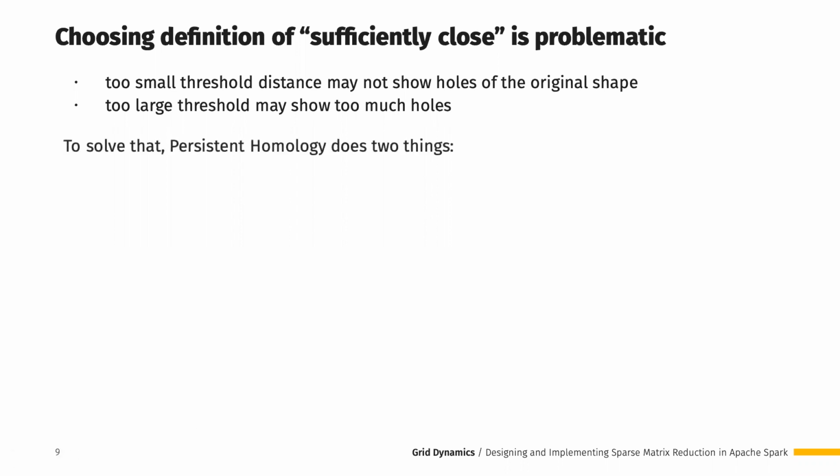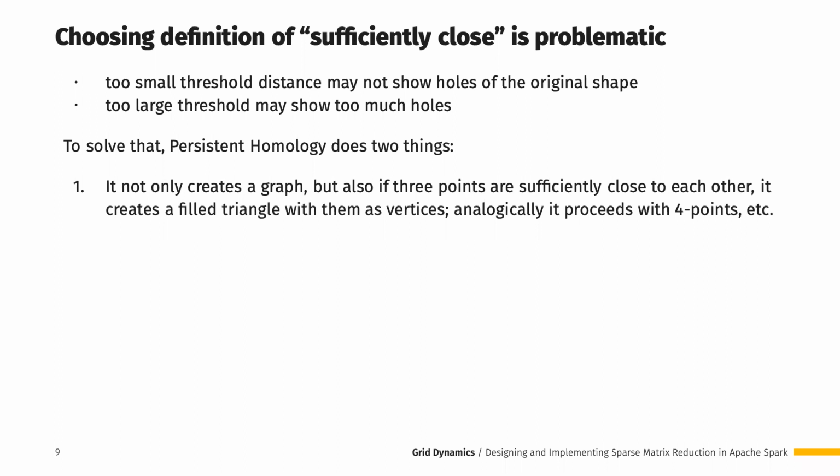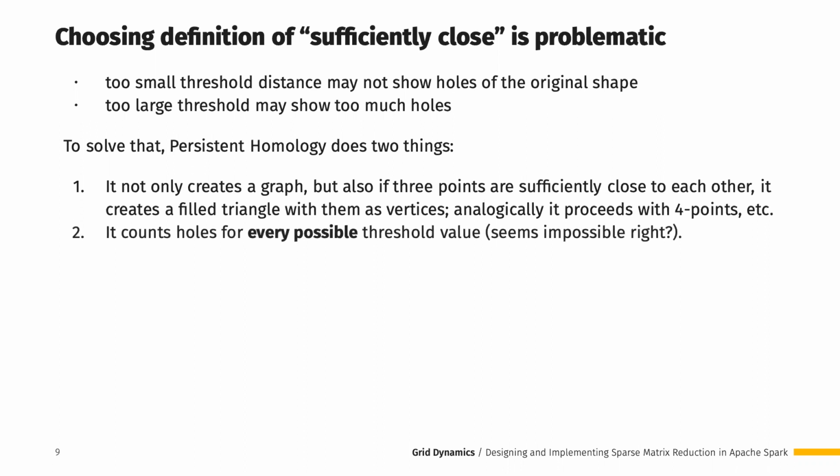And to solve that, persistent homology does two things. First of all, it not only creates a graph, but also if 3 points are sufficiently close to each other, it creates a filled triangle with them as vertices. In this way, it fills a hole, so it removes one hole. And analogically, it proceeds with 4 points and so on. And the other thing that it does is that it can solve for every possible threshold value, which, when I first heard about it, I thought was impossible, or at least really inefficient computationally, but it is possible.